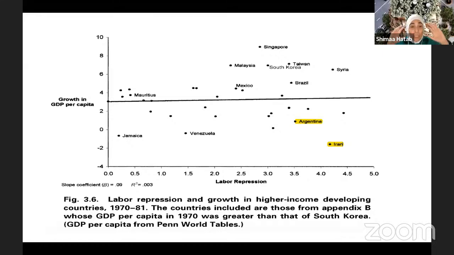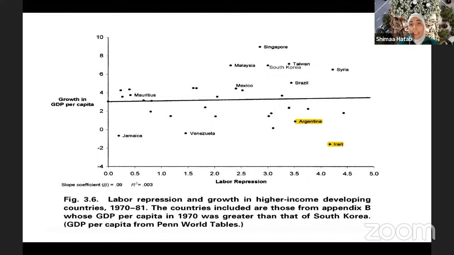And you need to apply this to South Asian countries. So this might be applicable, but if you see here, highlighted in yellow, Iran and Argentina, they have a high level of labor repression, and they didn't really achieve high growth rates. So you may need to think about how the cases you select will define the results you get. And this is your mission as a comparativist.